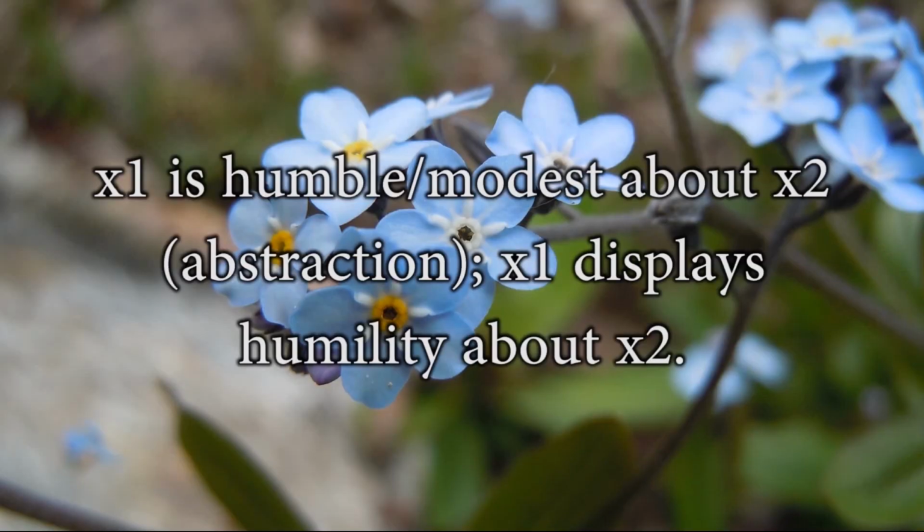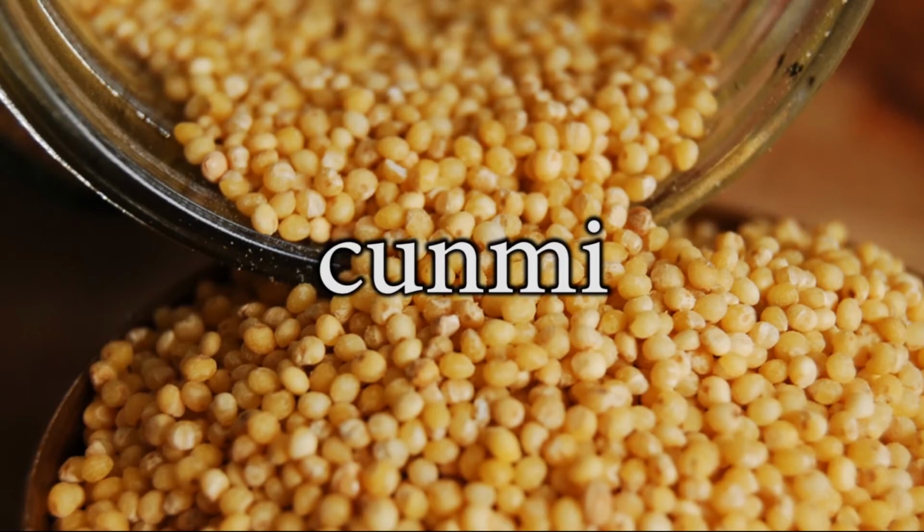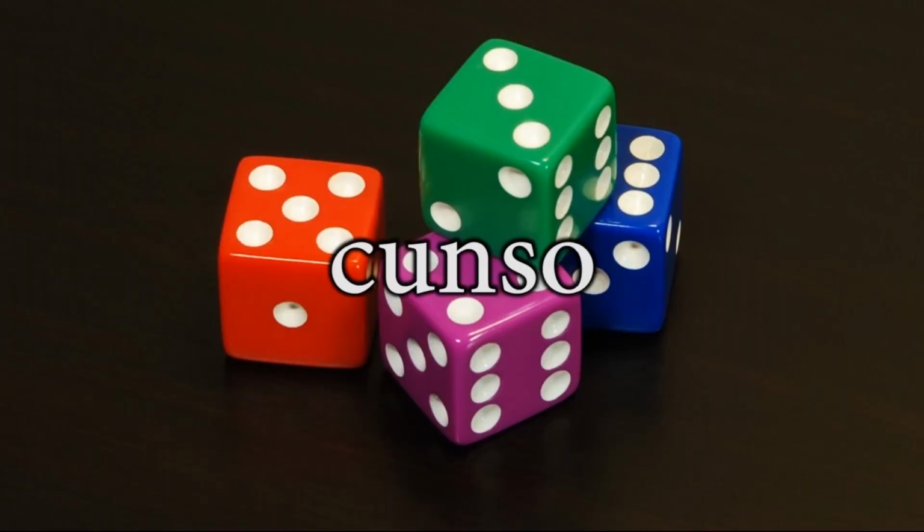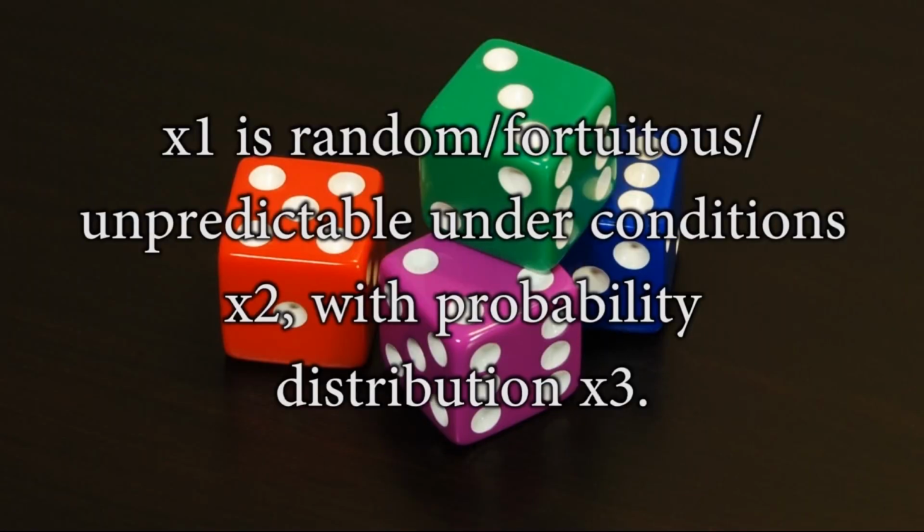Shumla. x1 is humble or modest about x2. x1 displays humility about x2. Shunmi. x1 is a quantity of millet of species or strain x2. Shunso. x1 is random, fortuitous, or unpredictable under conditions x2 with probability distribution x3. Shuntu.